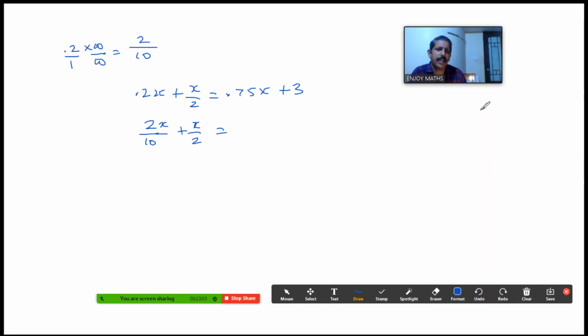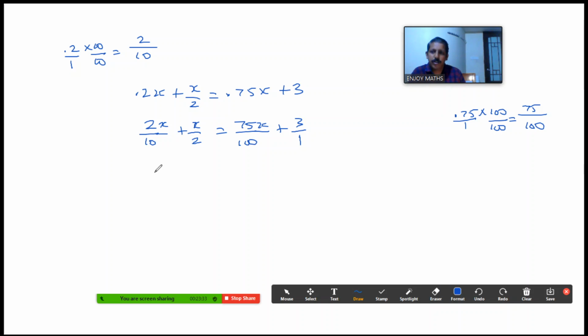Here I will say again 0.75. So 2 decimals, so multiply by 100 by 100, and there's number 1 at the bottom. Now 100, when you multiply, this becomes 75. So I will say 75 by 100 x. Then 3 is there. Since this is a fraction, so 3 by 1.